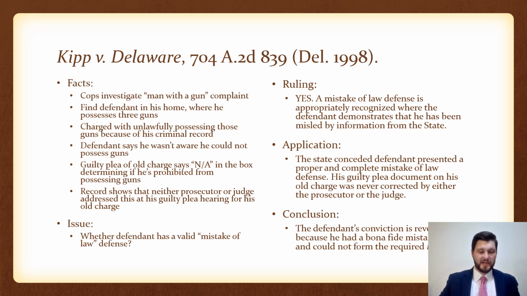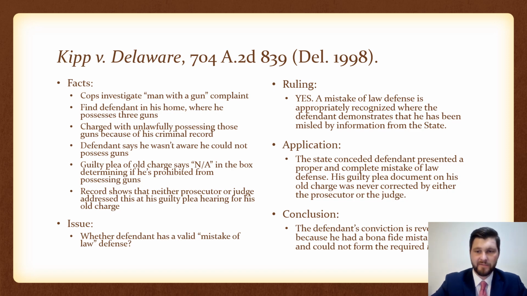So in Kipp v. Delaware, we're looking at the facts of this case. There's a man with a gun complaint by the defendant's girlfriend. They check it out, they find the defendant in his home, and then they find 3 guns with him. While they find these guns, they run his background, and sure enough, they see that he was convicted of an offense that typically destroys a person's rights to possess firearms. So they charge him with unlawfully possessing those guns because of his criminal record.